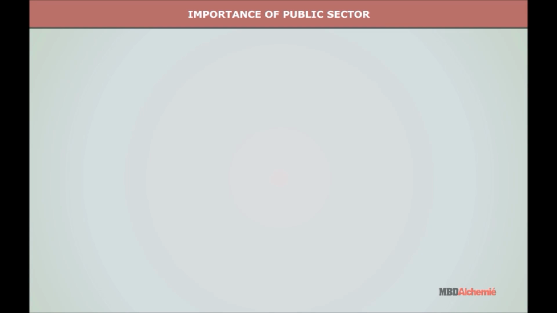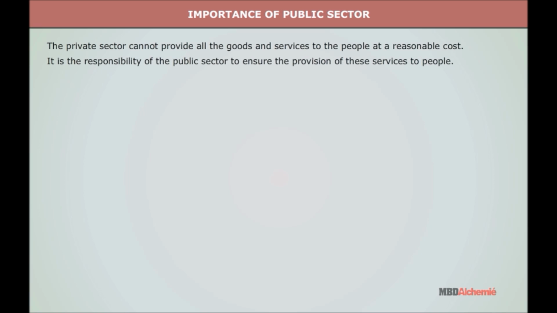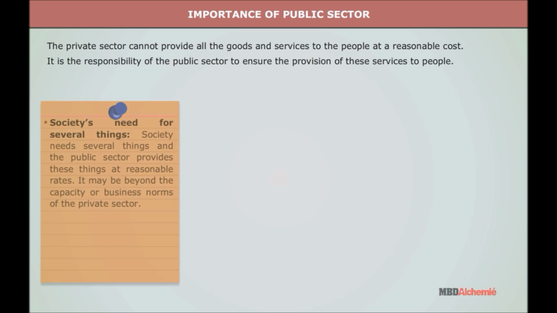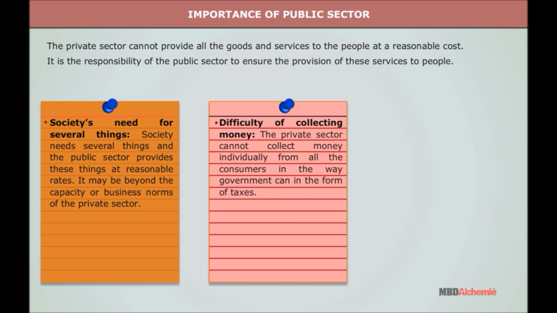Importance of public sector. The private sector cannot provide all the goods and services to the people at a reasonable cost. It is the responsibility of the public sector to ensure the provision of these services to people. Society needs several things and the public sector provides these things at reasonable rates. It may be beyond the capacity or business norms of the private sector. Difficulty of collecting money. The private sector cannot collect money individually from all the consumers in the way government can in the form of taxes.